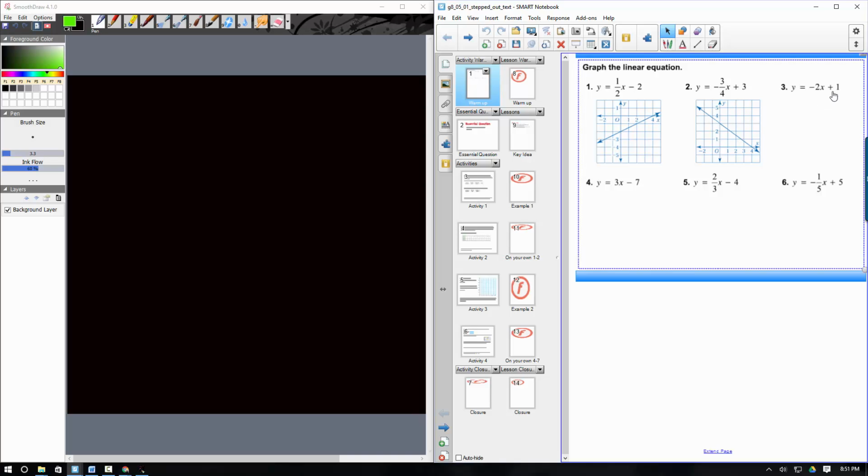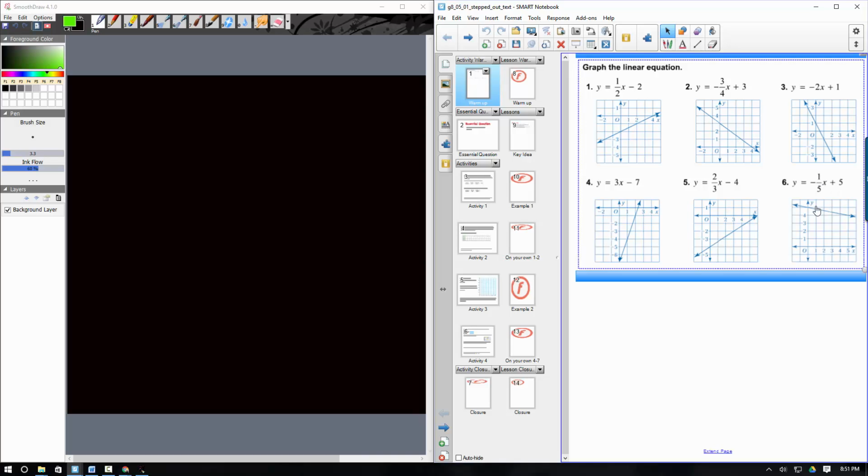Next one is the starting point is +1, and I go down 2 and over 1, down 2 and over 1. This one here, the starting point is -7. I'm going to go up 3, so 1, 2, 3 over 1. This one here, the starting point is -4. I'm going to go up 2, 1, 2, and over 1, 2, 3. And then finally this one here is the starting point of 5. I'm going to go down 1 and over to the right 5. So I start at 5, I go down 1 and over 1, 2, 3, 4, 5.